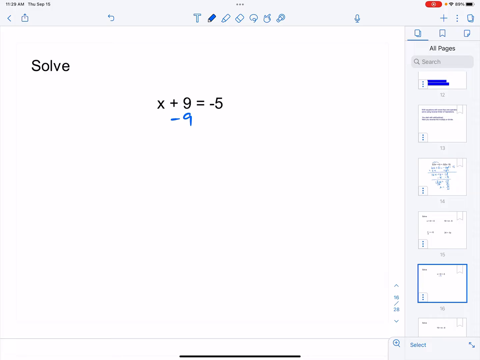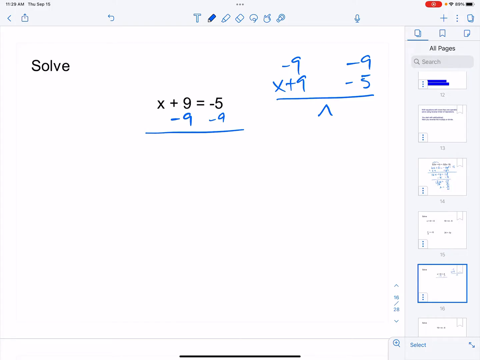Now, here's the thing. We know a rule in math that if I do something to one side of a problem, I've got to do the same thing to the other side of the problem. So to get rid of that plus 9, I do a minus 9 on the left-hand side. So I've got to do a minus 9 on the right-hand side, because that balances things out. If you think about it in terms of a two-pan balance, if I've got x plus 9 on this side and I've got negative 5 on that side, they're balanced. So if I put a minus 9 on this side, my balance is going to get out of whack unless I put a minus 9 on the other side as well. Okay, and now it stays balanced.